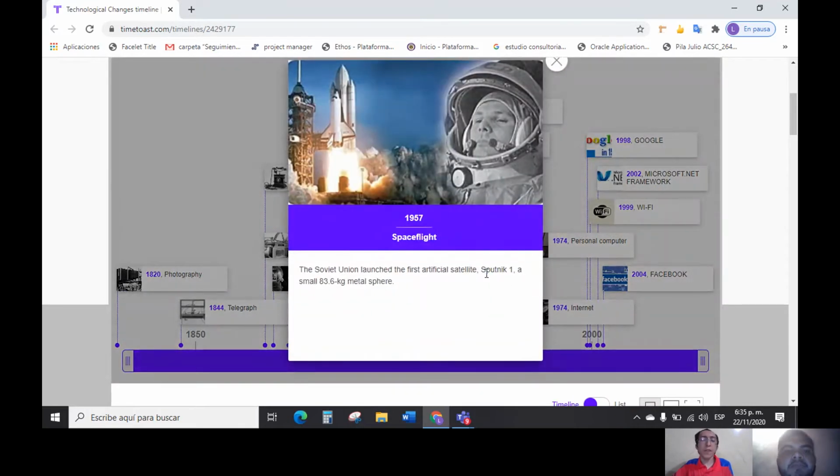In 1957, the Soviet Union launched the first artificial satellite, Sputnik 1, a small 83.6 kilogram metal sphere.